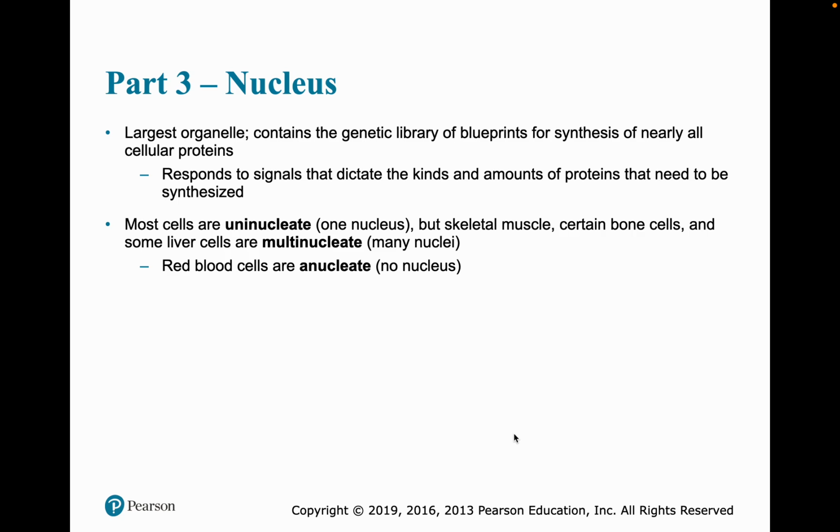Most cells only have one nucleus, they're uninucleate, but there are some, skeletal muscles in particular, that have many nuclei, they are multinucleated. And red blood cells do not have a nucleus at all, they are anucleate.